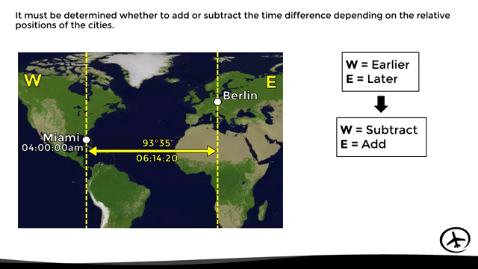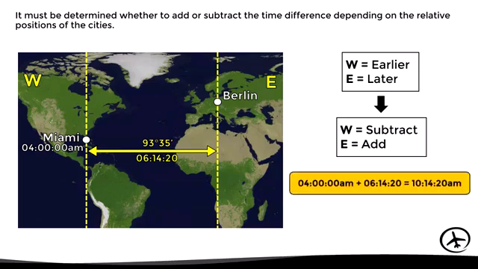In this case, since we have to determine the solar time in Berlin, which is to the east of Miami, we have to add the time difference, obtaining the current solar time in Berlin, which is 10 a.m. 14 minutes and 20 seconds. With this method, it is possible to determine the difference in solar time between any 2 points on the Earth, which implies that whenever there is a difference in longitude, however small, there will also be a difference in solar time. This includes cities within the same country, or even within the same province.